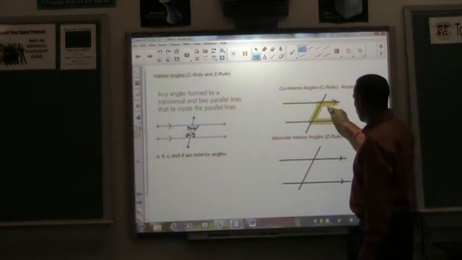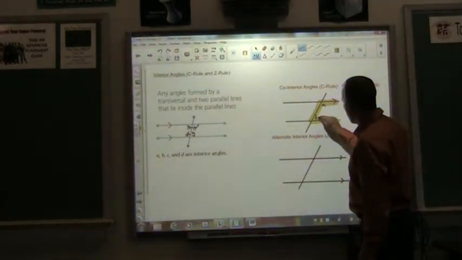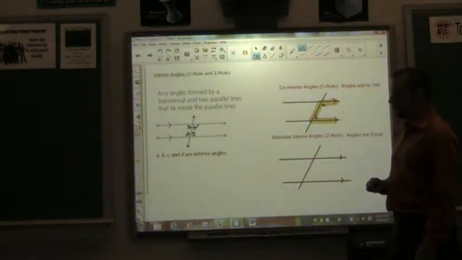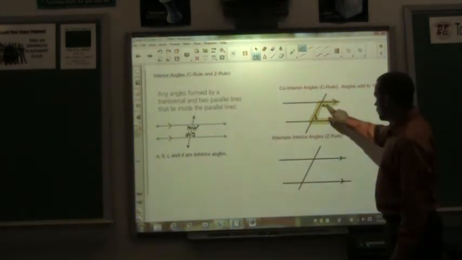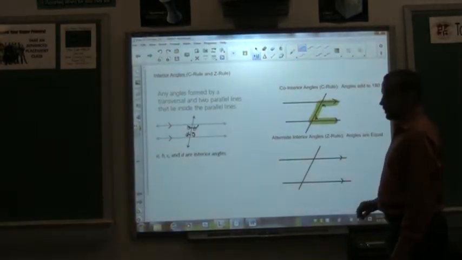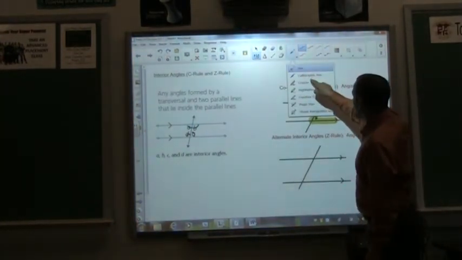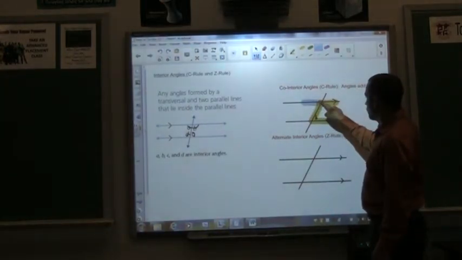And so if I look at this angle here, A, and this angle here, B, if I were to add those two together, the total would be 180 degrees. So angles together on the inside of your parallel lines will add to 180. Now this also works for a backwards C.